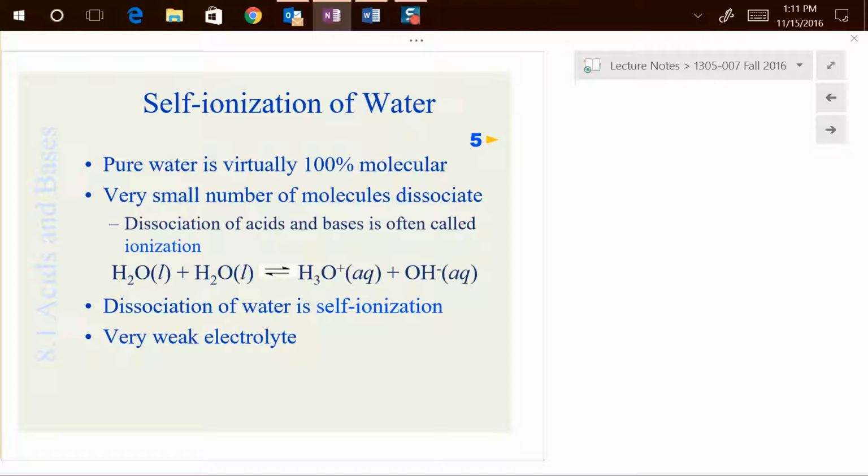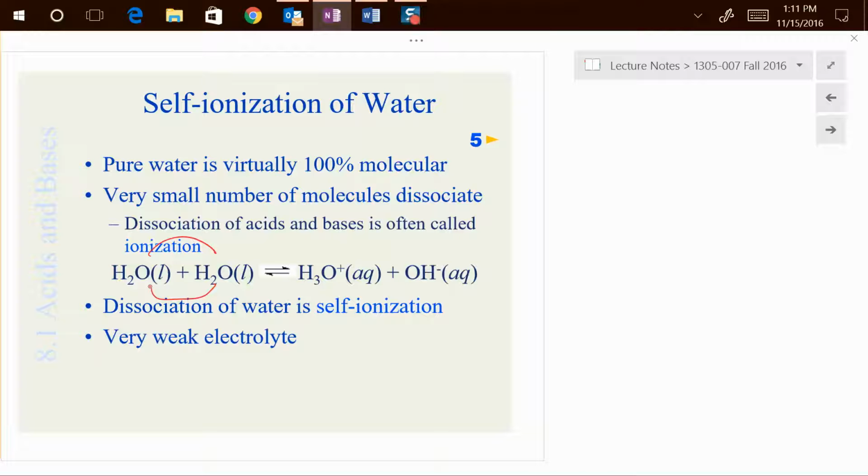So water reacts with itself through a self-ionization step. Okay? And it produces H3O plus and OH minus in solution in equilibrium. So it's an acid-base conjugate reaction here, going back and forth, back and forth. So in pure water, you have this.